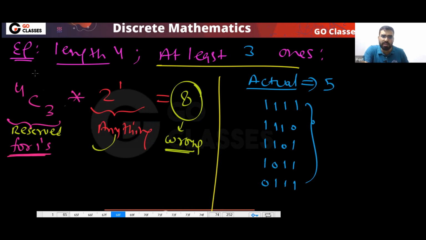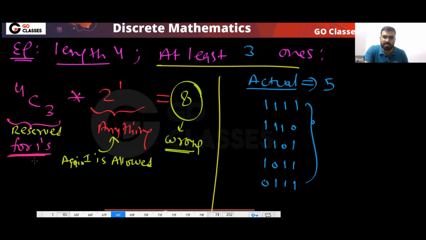Can I say here also 1 is allowed? Yes, you are again allowed. Again 1 is allowed. So these positions are reserved for ones, and again you are allowing ones. And this is the problem. Let me tell you how the overcounting will happen.